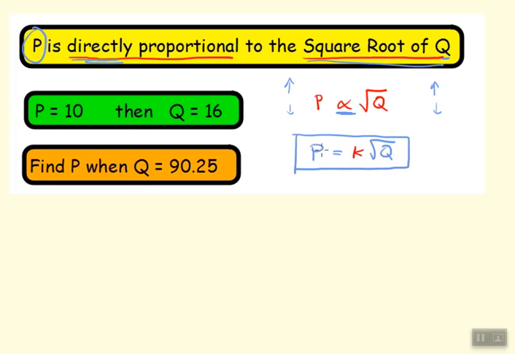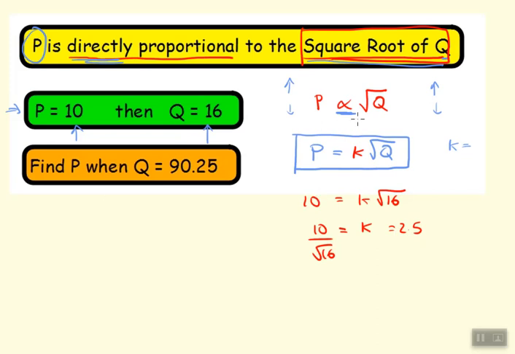Now we need some information in order to work out that proportional value. So K is the proportional part that tells you what you need to do to Q to get to P. And we need some information. So here's the information in the green box. P is 10, Q is 16. So let's put those two numbers in. P is 10 and Q is 16, but we have to write the square root of 16 because remember, P is directly proportional to the square root of Q. Then rearrange that formula to work out K. That's 10 divided by the square root of 16, or 10 divided by 4, which is 2.5.